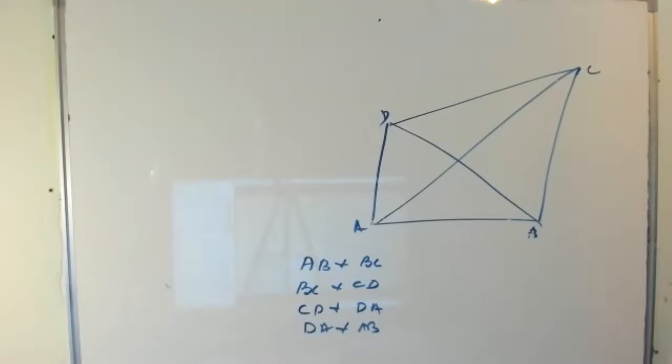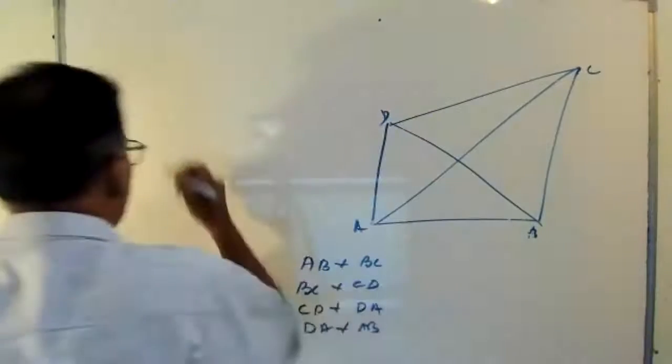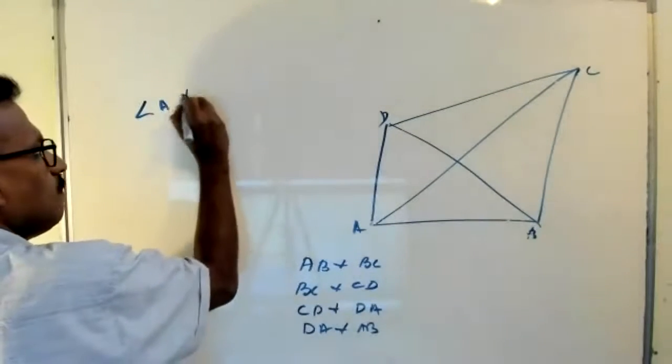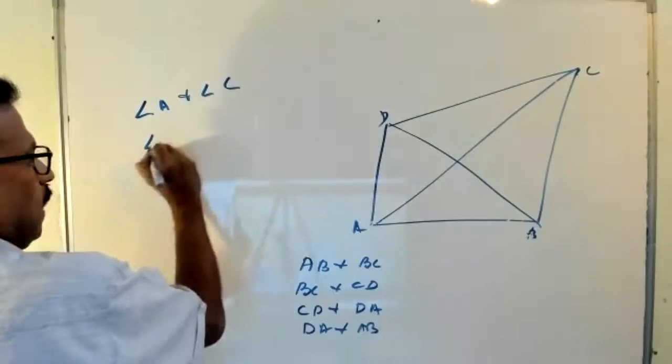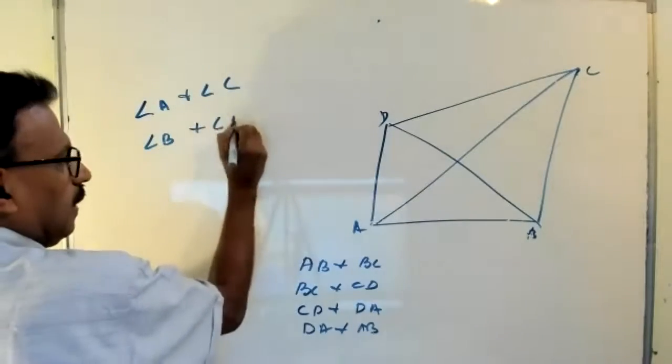Okay. After that, opposite angles. Opposite angles: angle A and angle C, angle B and angle D.